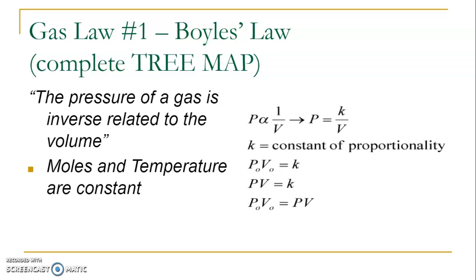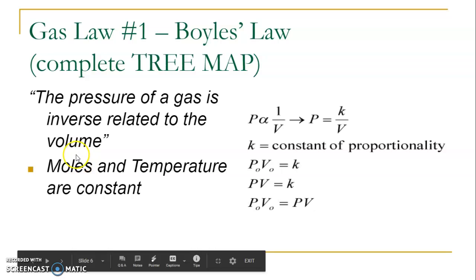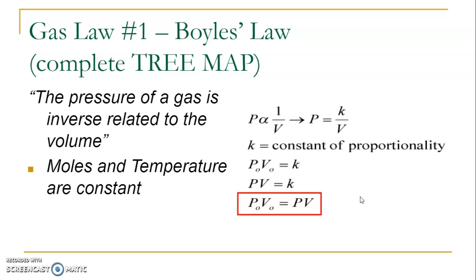Okay. We have a bunch of different gas laws. So we're just going to run through them real quickly. First one's called Boyle's law. Pressure of a gas is inversely related to the volume. And so we keep certain things constant. Moles, so amount of stuff, and temperature is going to be constant. And this is the law. There you go. P initial times V initial equals P final times V final. Boyle's law.